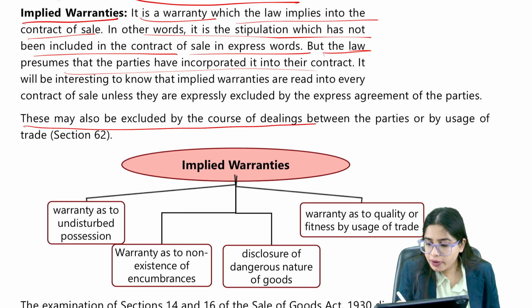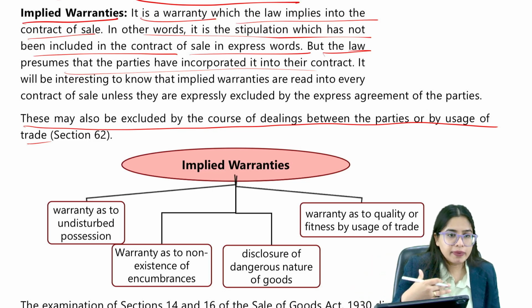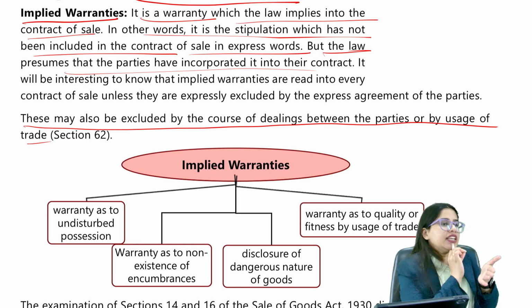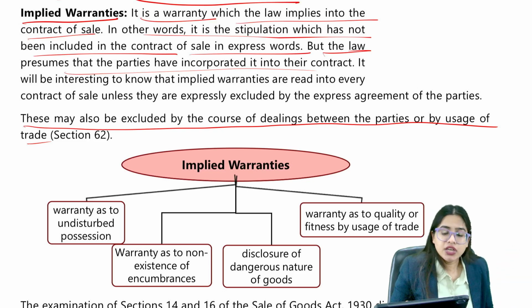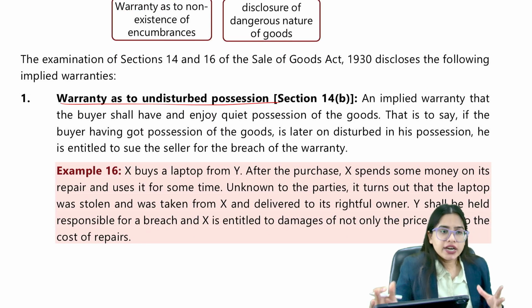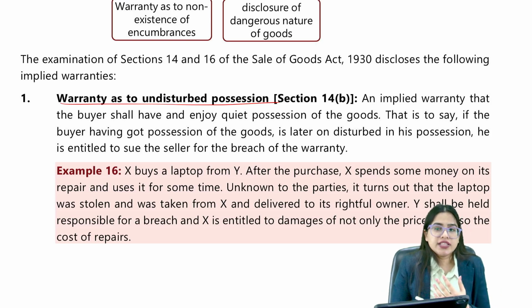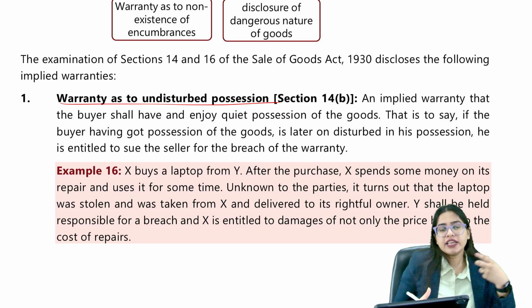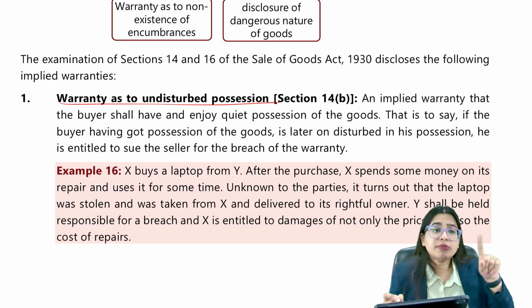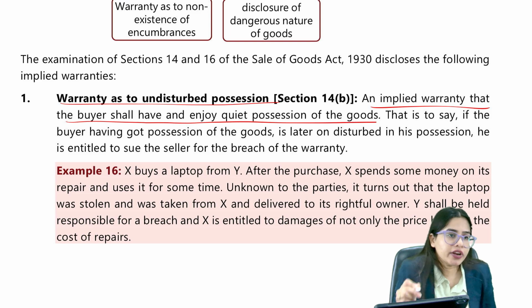These may be excluded by the course of dealing between the parties. Here one point is given that if you don't want to follow implied warranty, then you can expressly exclude it in your contract. In your contract you can write that implied warranty will not be applicable. There are four types of implied warranty. First one we have already done, warranty as to undisturbed possession. Undisturbed possession means right to enjoy those goods, no one can take those goods from us. So if those goods are stolen and the rightful owner takes the goods from us, then we can claim compensation from the seller. That same Amitabh Bachchan example, remember, applies here. An implied warranty that the buyer shall enjoy quiet possession of the goods.